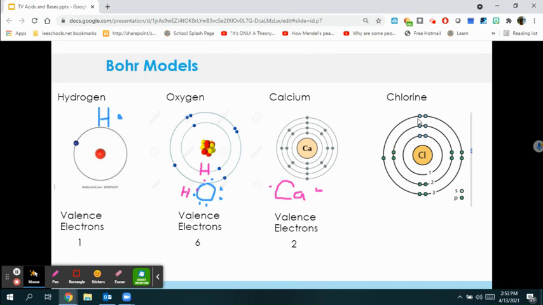And we have chlorine. If we count chlorine, it has 1, 2, 3, 4, 5, 6, 7 valence electrons. So chlorine would look like this. In order to get to that octet rule with that 8 electrons, chlorine is going to gain an electron from something. If it gains the electron, it's going to have one more electron than it has protons, so it's going to be negative. That one's going to be an anion.